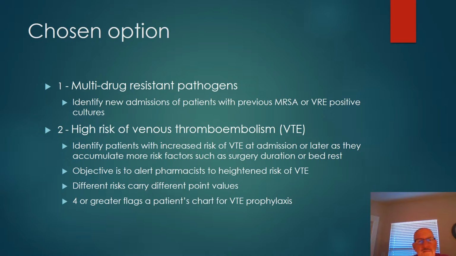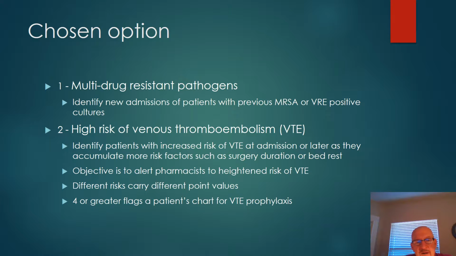We were given a choice of two options. One was the multi-drug resistant pathogens option, and the objective behind that was to identify admissions of new patients with previous MRSA or VRE positive cultures. It didn't interest me, so I chose the second, which was a high risk of venous thromboembolism, or VTE. And the objective here was to identify patients with increased risk of VTE at admission or later, as they would accumulate more risk factors such as surgery duration or bed rest, and a couple others that we'll look at in a few minutes.